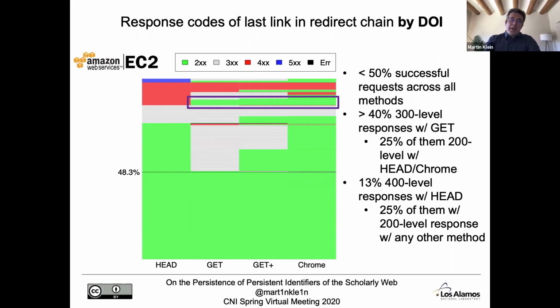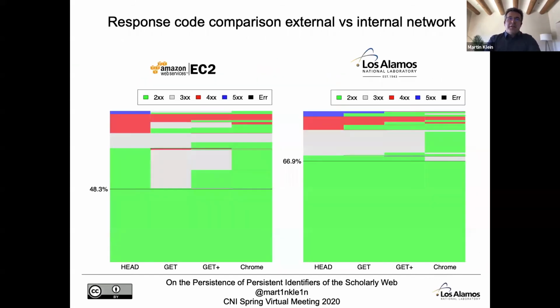So if I now compare this set of results from the external network with repeating the same experiment on the internal network, we can have these graphs basically side by side. On the right-hand side now are depicted the results from the very same experiment repeated from within the LANL network. And a couple of things are immediately striking.